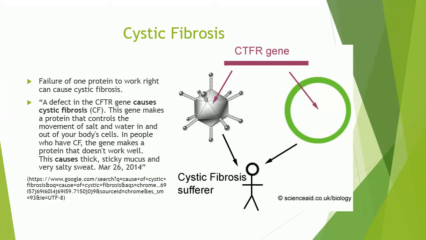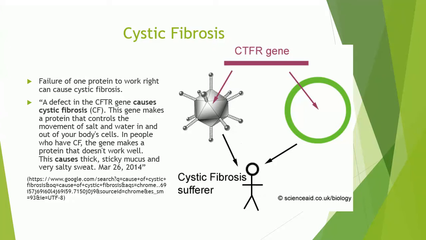When someone has cystic fibrosis, one of the ways that they think people get cystic fibrosis is they have a faulty CFTR gene. So that person would have cystic fibrosis if they had that faulty gene. So it's the failure of one protein to work right, which can cause this cystic fibrosis. And of course, this gene.